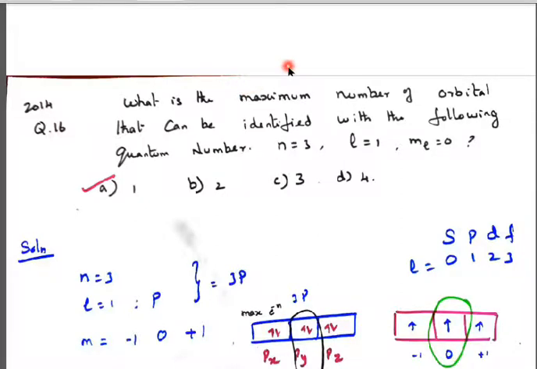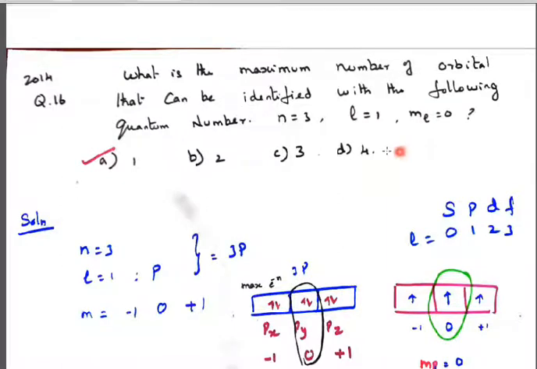Let us see atomic structure. Unit 2, 2014 question, question number 16. What is the maximum number of orbitals that can be identified with the following quantum numbers? n is equal to 3, l is equal to 1, ml is equal to 0. Principal quantum number 3, angular quantum number l is equal to 1, magnetic quantum number ml is equal to 0.